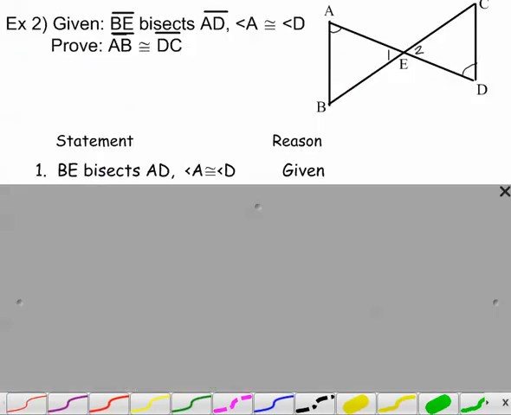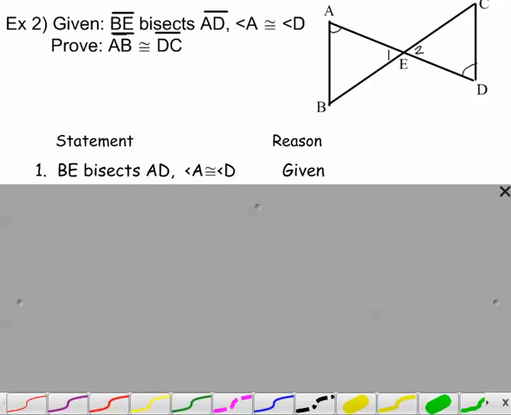All right, in our next proof, go ahead and draw this picture out, and let's mark up what we know. We know that segment BE bisects segment AD, and that angle A is congruent to angle D. So we are trying to prove that segment AB is congruent to DC.